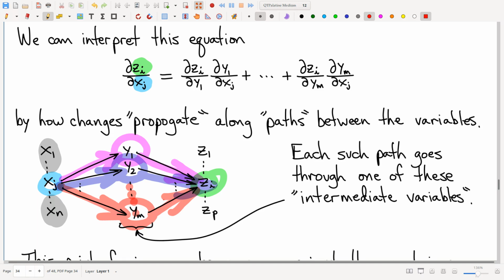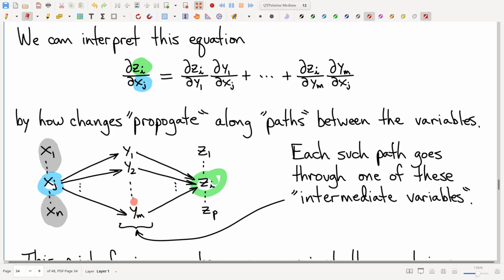Okay, now for each path, what do we get? Let's think about this first path here. Well, when xj changes, as xj changes, that's going to cause y1 to change. And let's think about what is the factor that I multiply by xj's change to get y1's change? Well, that factor, that's the definition of the partial derivative of y1 with respect to xj.